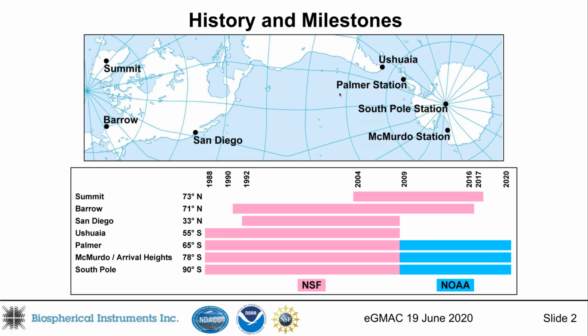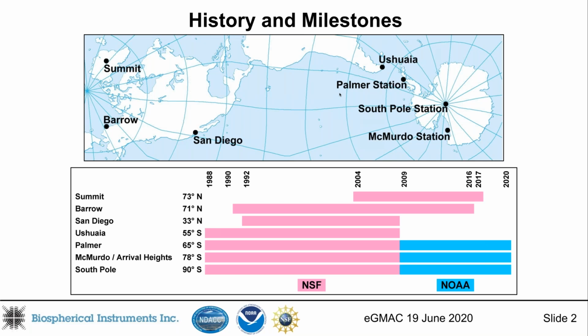And my company, Biospectral Instruments, got the contract and developed instruments and deployed them. The measurements basically started in 1988, and the network eventually grew to 7 sites shown on the map on top. Today, I will talk about the Antarctic sites: South Pole, Arrival Heights, and Palmer Station.